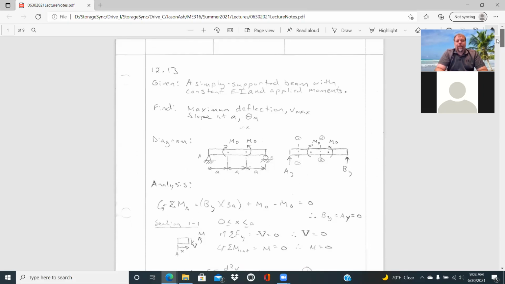But first thing we'll do is look at an older problem out of a textbook, I think the Hibbler textbook. It's just a simply supported beam with constant E and I, and then the applied moment. So there's a clockwise moment M0 and a counterclockwise moment M0, a third of the distance from each end of the beam. And so the total length of the beam is 3A. What we want to find is the maximum deflection along the length of the beam and the slope at A.